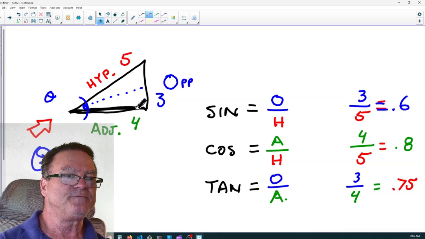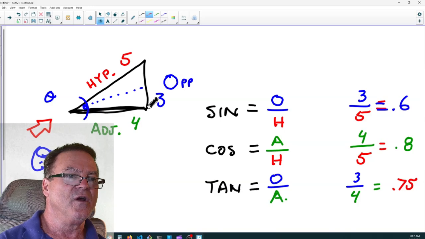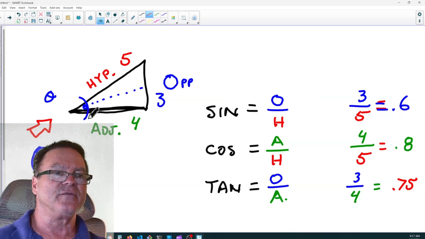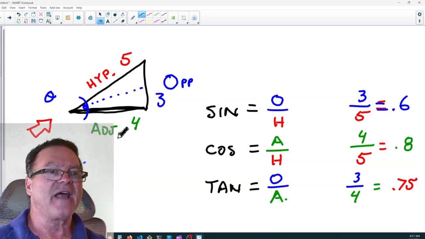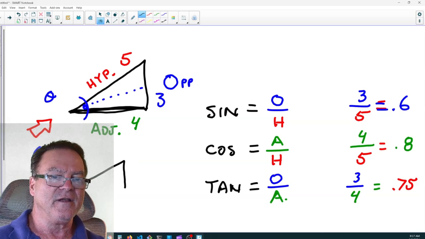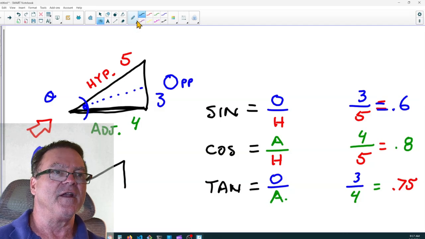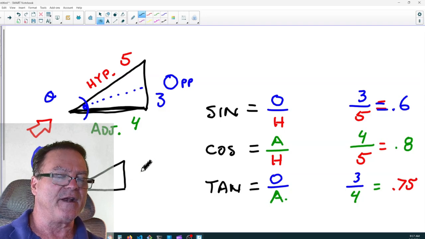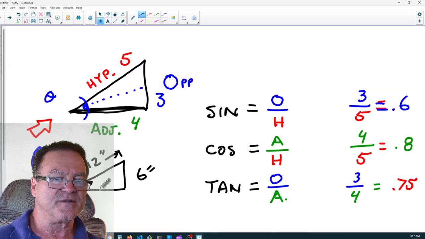Opposite over hypotenuse, adjacent over hypotenuse, opposite over adjacent. And it's just a ratio, and every angle has a different ratio. If we're talking about 30 degrees, 30 degrees has a sine of 0.5. So if my theta is 30 degrees, then my opposite side is going to be 1/2. Let's say it's 6 inches. This hypotenuse is going to be twice that. It's going to be 12 inches between my bends. And that's what we're talking about.